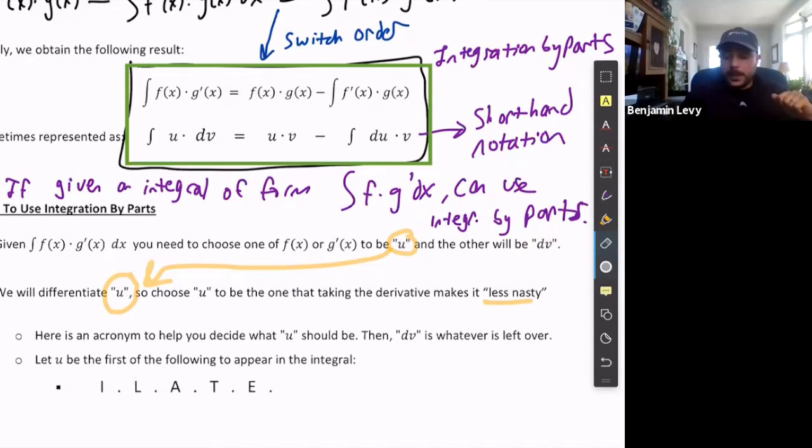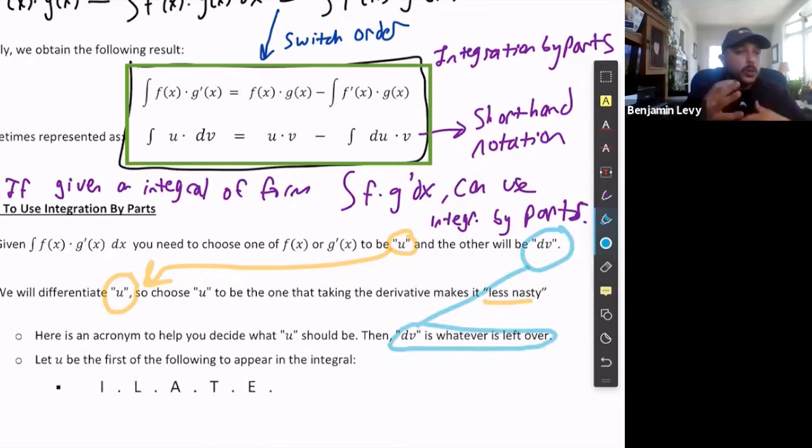As far as dv, let me do another color for that. The thing we choose for dv is just going to be whatever's left, right? So u is the important choice. dv is going to be defaulted to whatever's left.